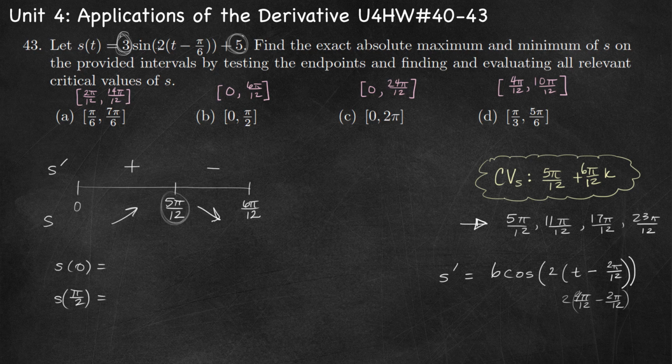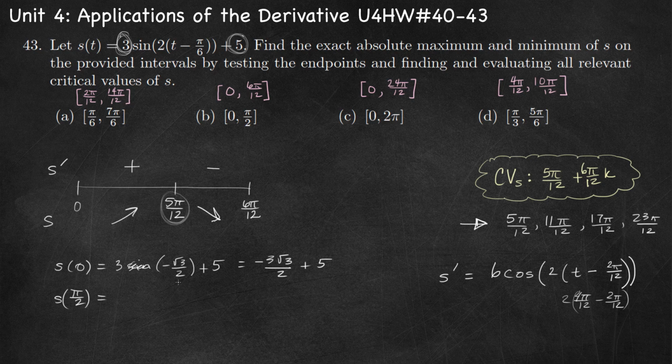Okay, so starting with S of 0, let's go back up here to our sine equation. We have 3 times the sine of 0 minus pi over 6 times 2, which is negative 2 pi over 6, which is negative pi over 3. Negative pi over 3 is quadrant 4, and the sine is negative. Oh, we need to know the actual value for this one. That's right. Okay, let's start again. 0 minus pi over 6 times 2 is negative pi over 3. The sine of negative pi over 3 is negative root 3 over 2, times 3 plus the 5. So negative 3 root 3 over 2 plus 5.